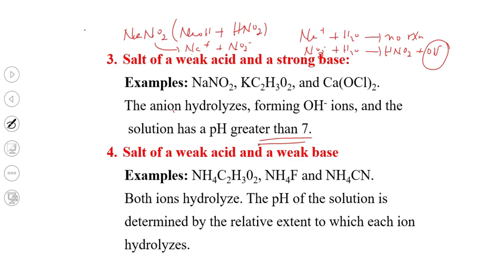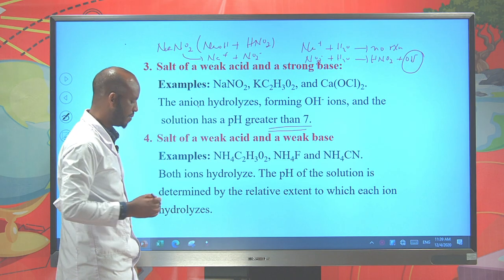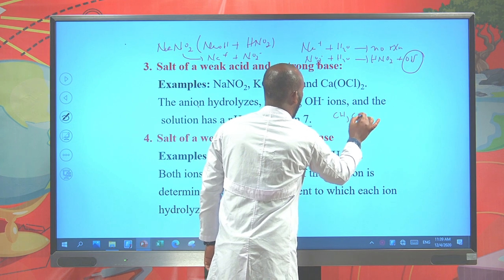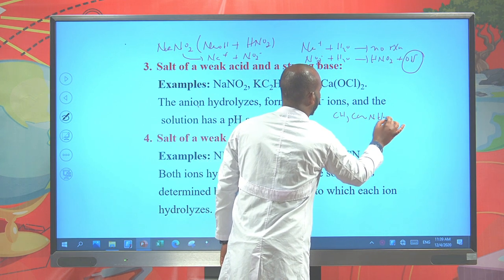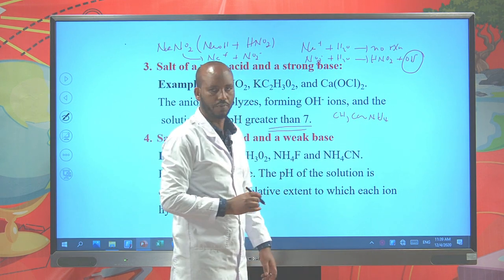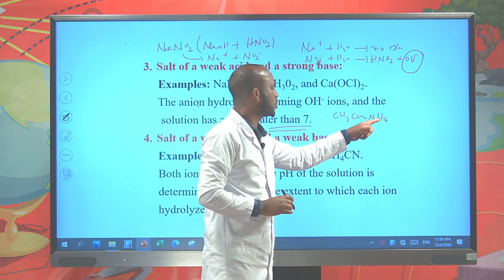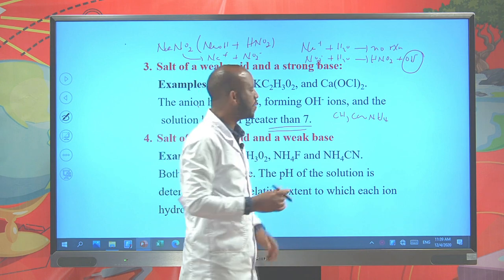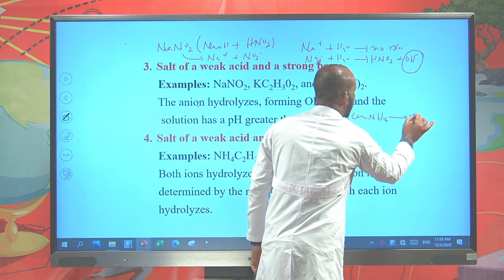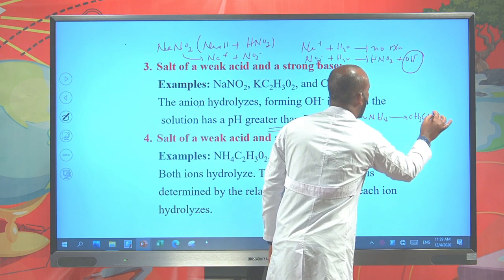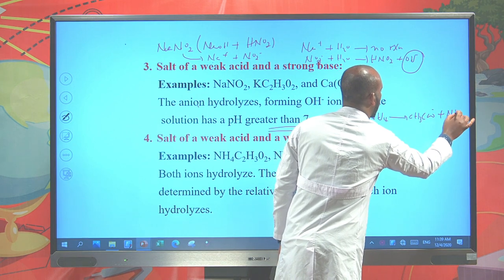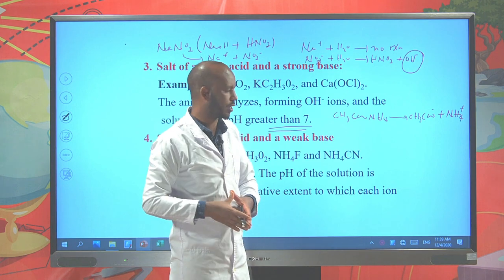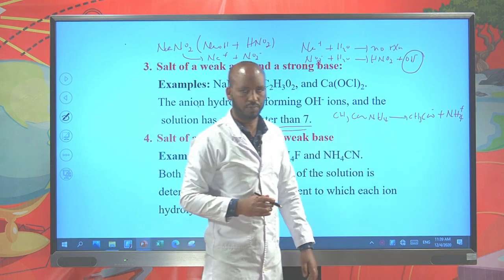For example, take ammonium acetate, CH3COONH4. This is a salt derived from a weak base, ammonia, and a weak acid, acetic acid. It completely dissociates into acetate, CH3COO minus, plus NH4 plus. Both ions can react with water, can hydrolyze.